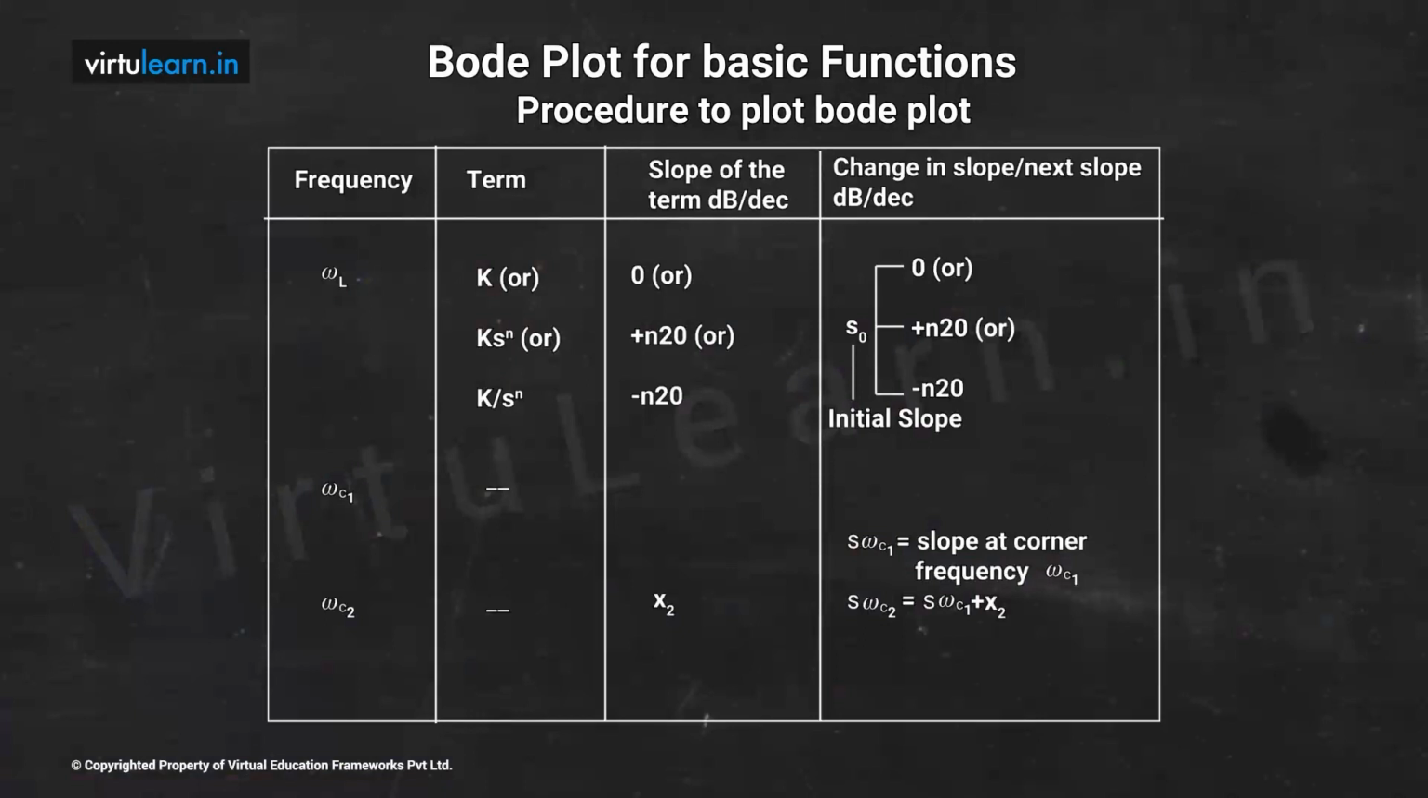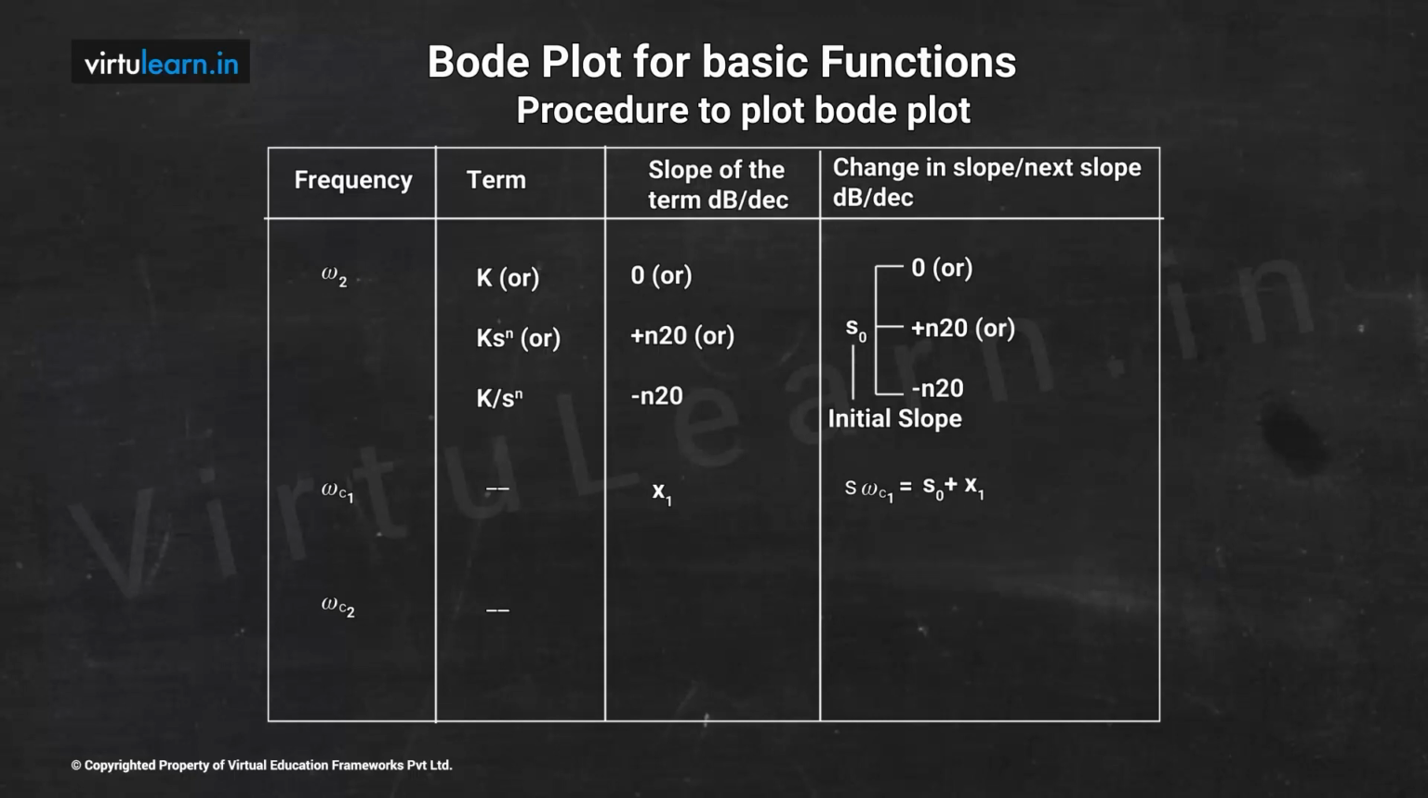Let this frequency be some x1. So this frequency is x1. Then what is the change in slope? I can write it as S omega c1. So omega c1 is my corner frequency. I will write S omega c1 is equal to S naught plus whatever the slope we got, x1. So I am going to place there. That means these two are added to get this.